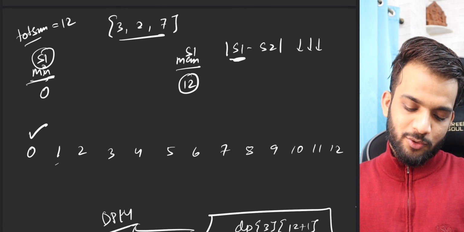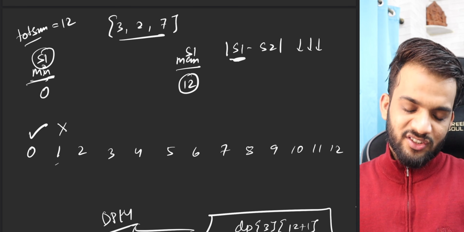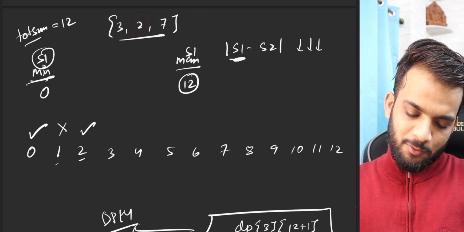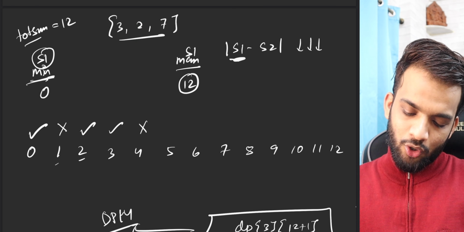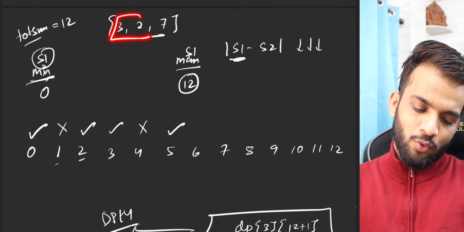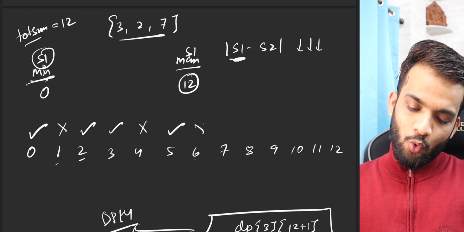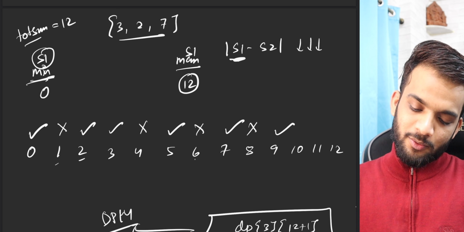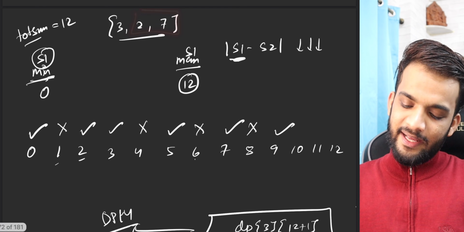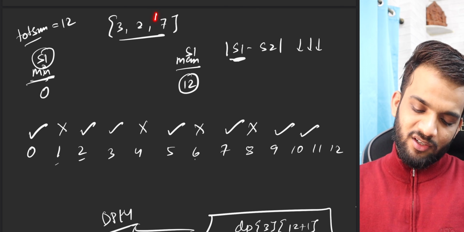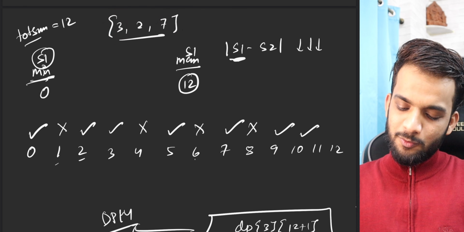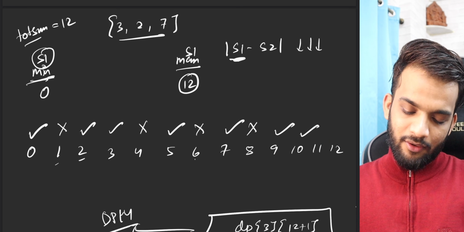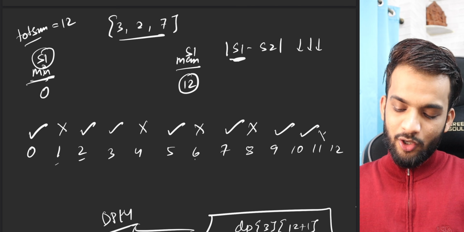Let's check if 1 is possible. It will tell me, no. Let's check if 2 is possible. It will tell me, yes. 3 is possible, yes. 4 is possible, no. 5 is possible, yes, because 3, 2. 6 is possible, no. 7 is possible, yes. 8 is possible, no. 9 is possible because 7, 2. 10 is possible, yes, because 7, 3. 11 is possible? I don't see any way I can make 11. Can I? 7, 3 will be 10. No, I can't. 12 is possible.